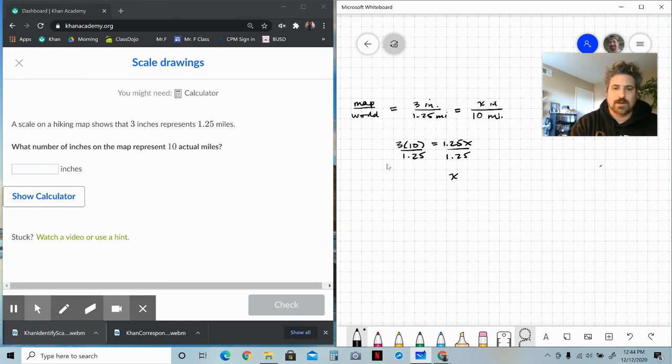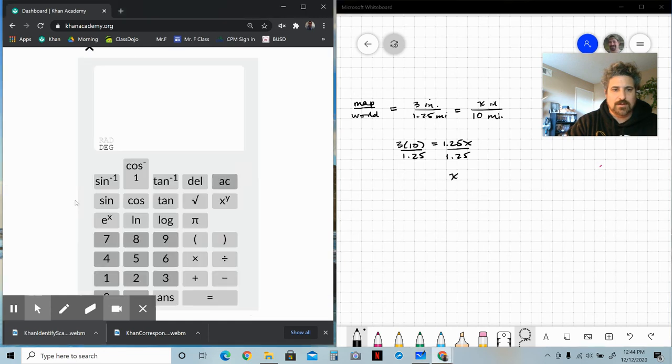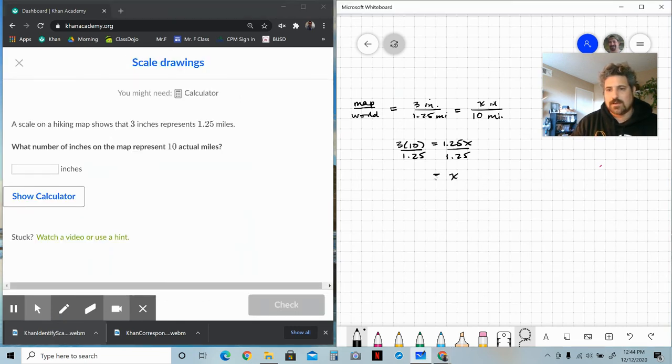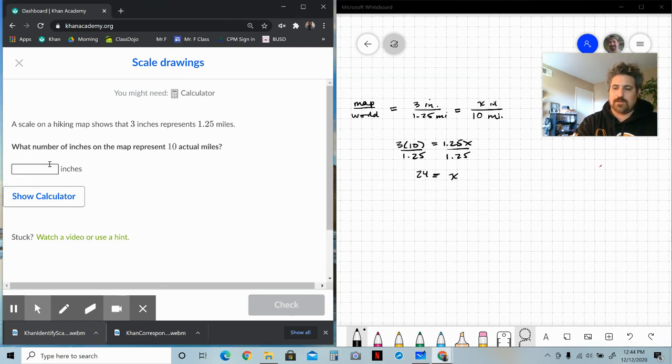So on a calculator, you could just do that real quickly. You could say this is 30 divided by 1.25. And that's 24. So it means that x is 24 in this case, which means that the 10-mile distance in the world would be represented by a length that is 24 inches along the map. So you'd have 24 inches.